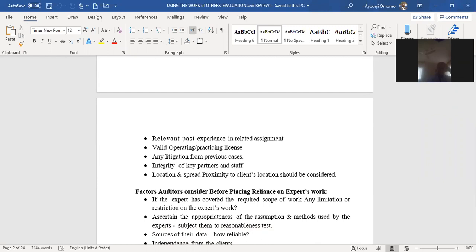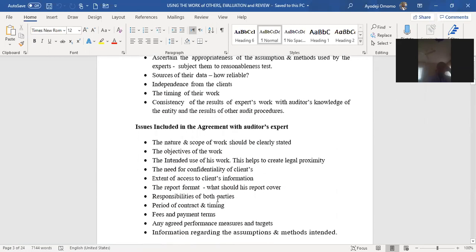However, we also mentioned that before you place reliance on the work of any expert, the auditor needs to do what we call a test of appropriateness, a reasonability test. Yes, you have to test the assumptions the expert has used, because the sole responsibility of expressing the opinion belongs to the auditor. I also mentioned last week that in some jurisdictions, you are not allowed to mention if you have used an expert. I'm not sure you are going to be tested on that. In some places it is allowed, in some places it is not allowed.